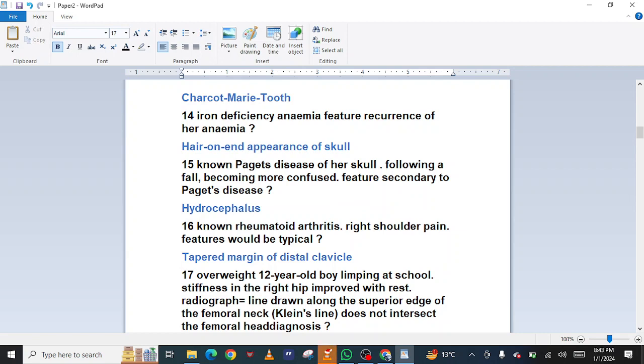16. Known rheumatoid arthritis. Right shoulder pain. Features would be typical: tapered margin of distal clavicle.